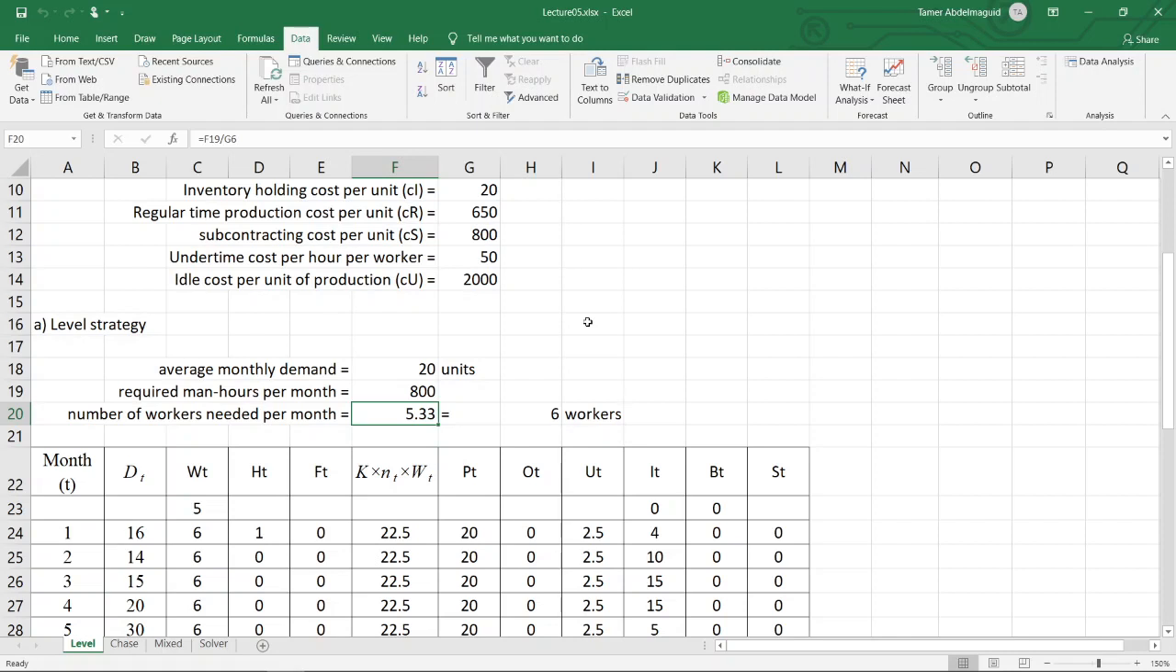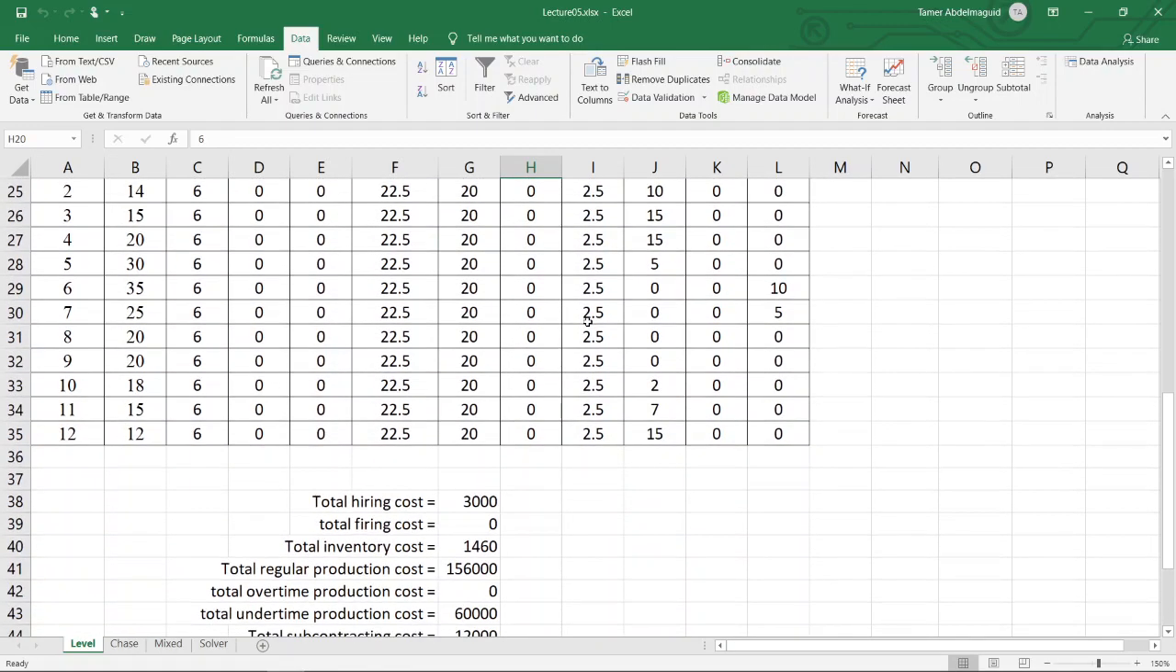Of course, the number may not be an integer value, such as the case that we have here, which is 5.333. So this means you have to approximate it, and of course, we take the nearest higher integer. That's the number of workers that we would like to maintain fixed throughout the planning horizon that we have in our problem.